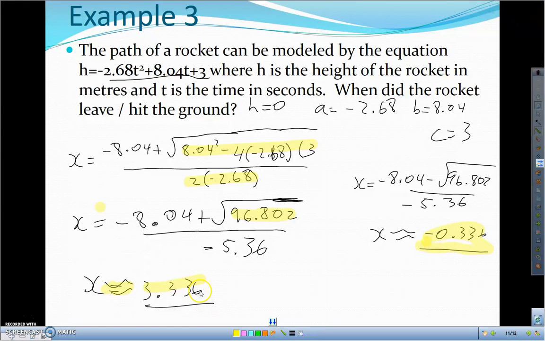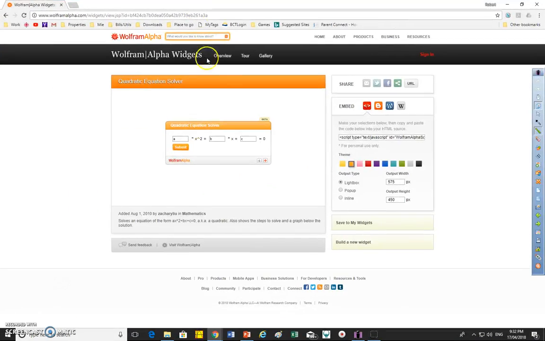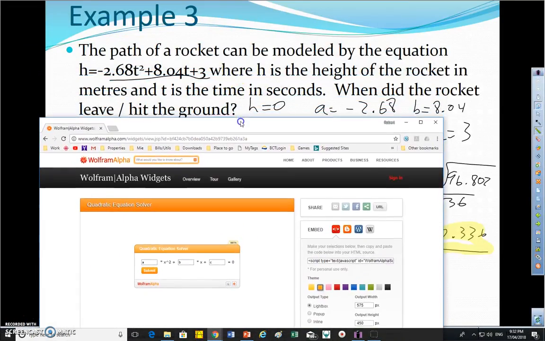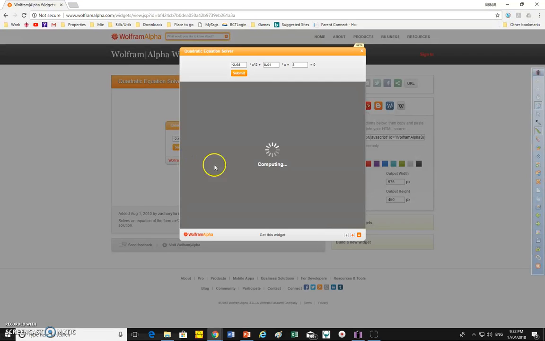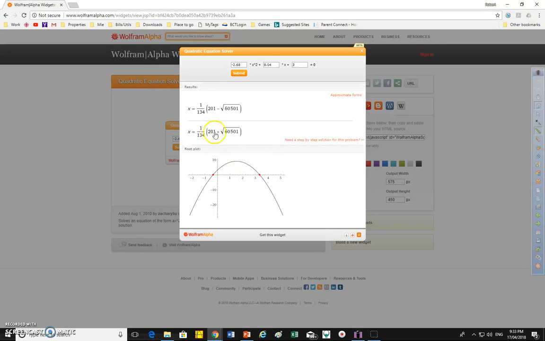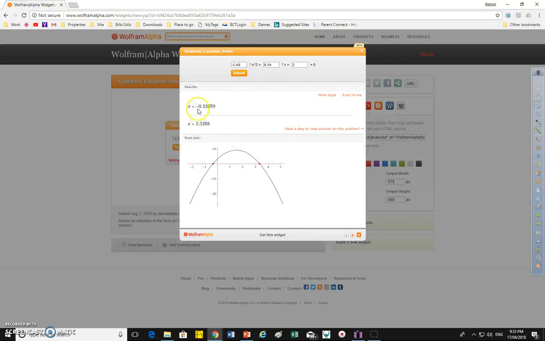And the only other thing that we need to do for this video is show you how to verify your answer. So here is something called wolframalpha.com. It's an excellent website which you can find by typing in quadratic equation solver and Wolfram Alpha. And we just need to put in our values, negative 2.68, x squared, 8.04, and 3. And we can go to submit. And it will show you a nice exact answer using square roots, or if you want approximate forms, it will also tell you the decimal forms, which we also got, and it also shows you a nice little visual of what's going on with the quadratic.